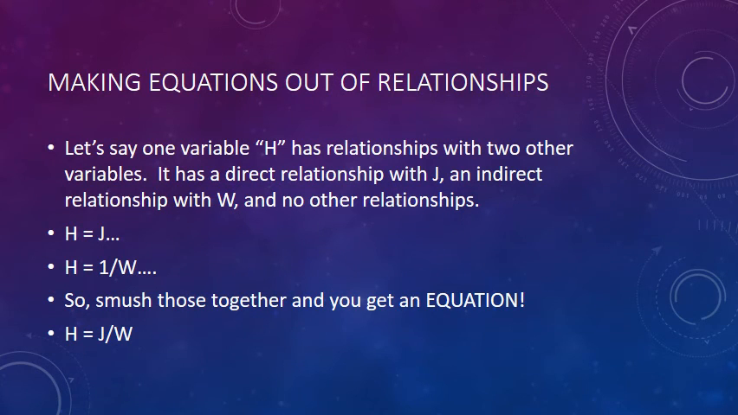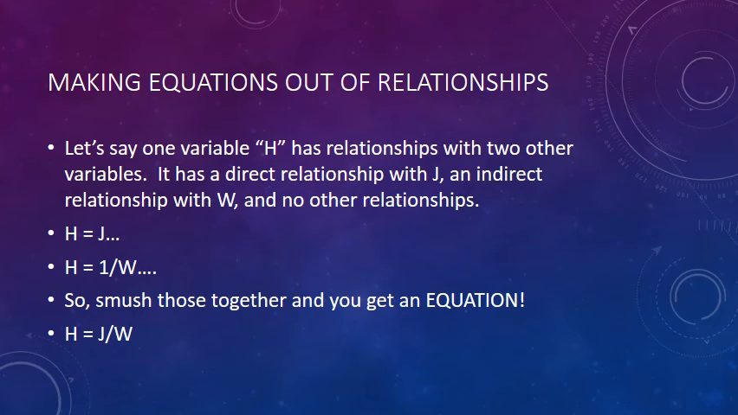Once you have your individual relationships, you can combine several of them to make an equation. Let's say that one variable, H, has relationships with 2 other variables. You might have a direct relationship with J and an inverse relationship with W, and no other variables affect it. When I was writing this, I was thinking H might stand for happiness, J for jelly beans, and W for war. In other words, the more jelly beans I have, the happier I am. The more wars there are in the world, the less happy I am. And maybe I don't care about anything in this world except jelly beans and war.